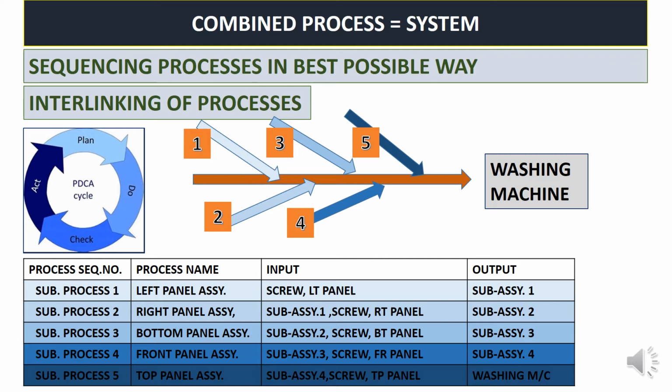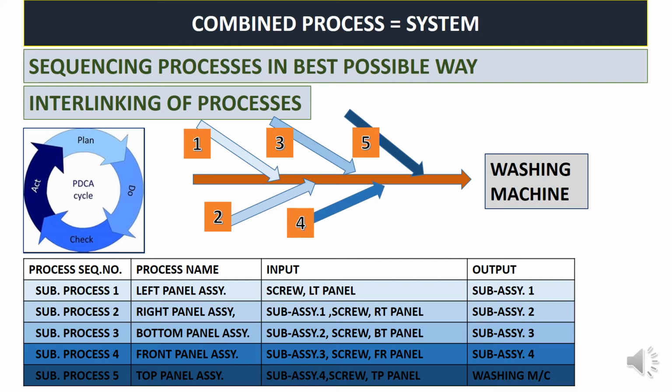So where is the PDCA in this? So plan was to make sub processes 1, 2, 3, 4, 5 with input and output. So this was the plan, and we made that plan for sequencing and interlinking. And you can see the do means where we are putting all these sub processes in the main line, and the check is after this assembly line, whatever output we are getting as a washing machine.